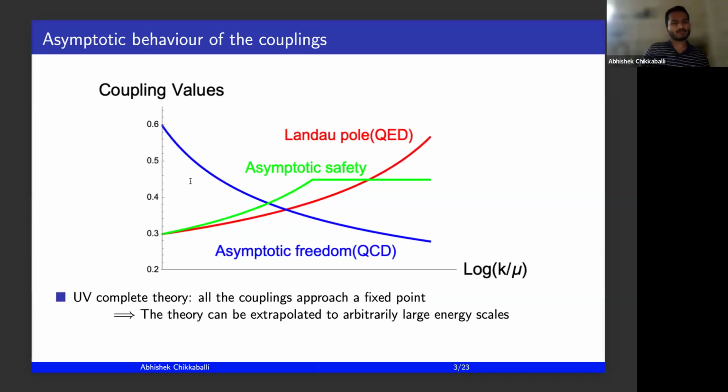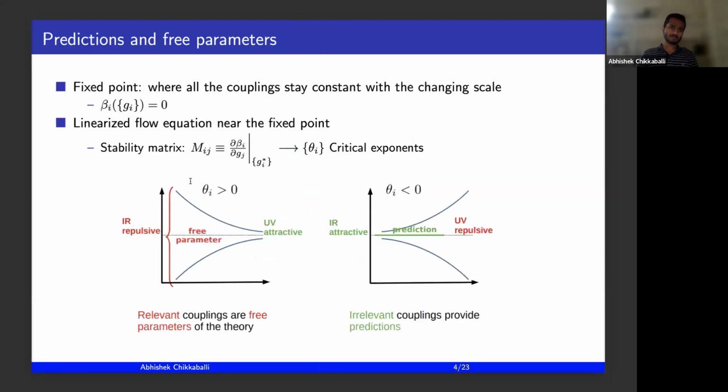So we are interested in UV complete theory, which means that there are no couplings which diverge in the UV, and instead all of them approach a finite fixed point. So this means that such a theory can be extrapolated to arbitrarily large energy scales. And requiring such a consistency imposes strong boundary conditions on these couplings in the UV. And we can see this by linearizing the flow of these couplings near the fixed point.